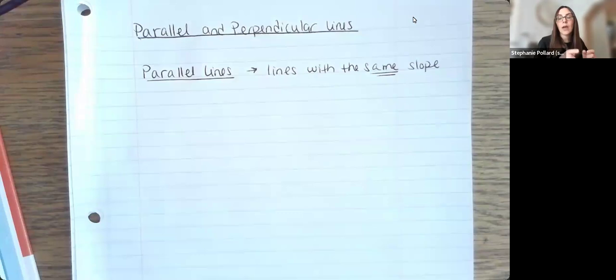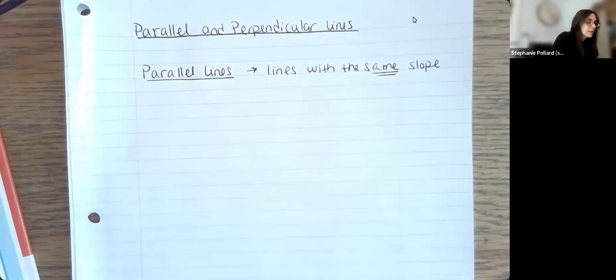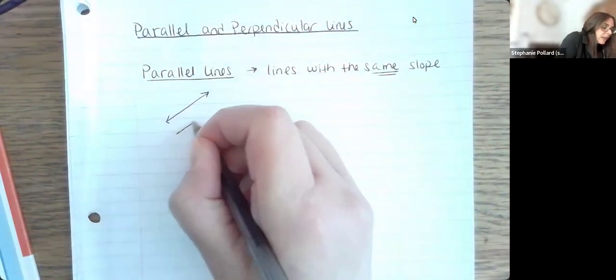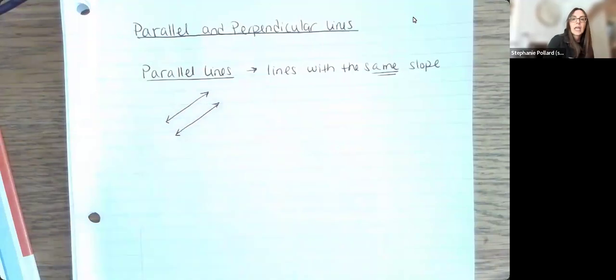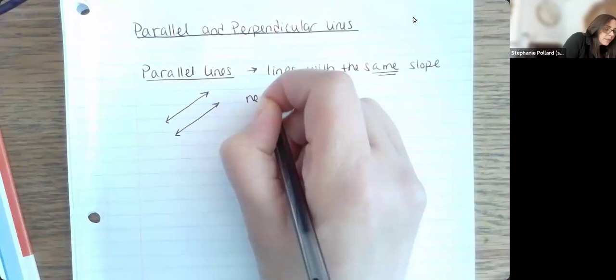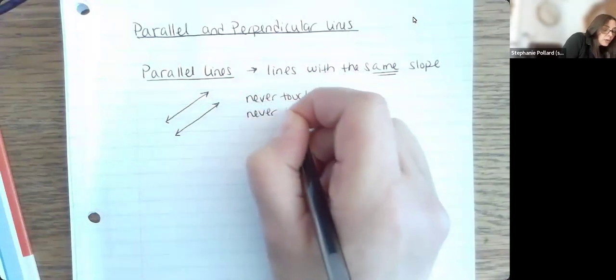Now, one thing to note is that they are different lines, so they do also have different y-intercepts, for instance, or different points along them, but they have the same slope. So what happens is they sort of look like this, for example. If one goes like this, the other one would go like this. So that they never touch, and they never also, of course, intersect then.